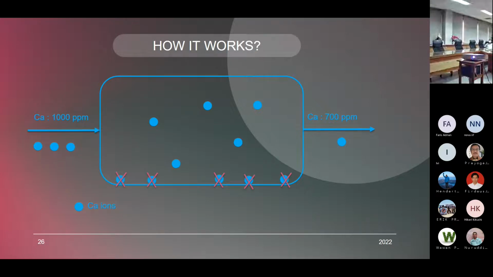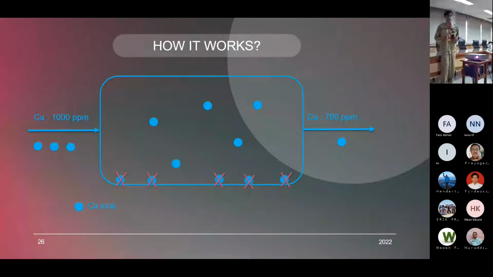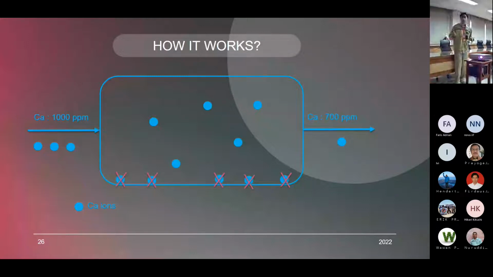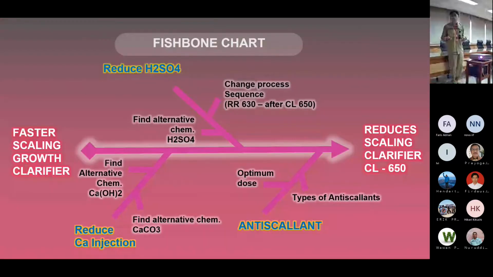So these are three of our rough ideas on how to encounter fast scaling growth in the clarifier. The first possible method is by reducing the calcium injection. We do know that calcium is being injected in the WWTP area, especially in the gypsum area for calcium carbonate and the sludge area for calcium hydroxide. So if we can find an alternative chemical for this, then we may reduce the calcium.